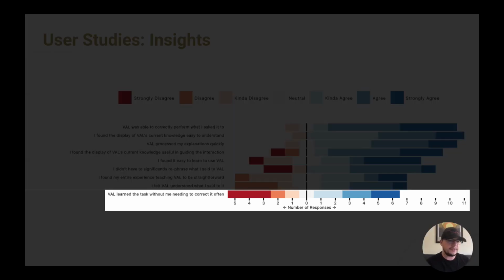And I'm going to focus for now on our lowest scored question, which is that VAL learned the task without me needing to correct it often. So I think that highlights that despite the relatively high user approval rates for each individual LLM subroutine that we're about to see, users still felt like VAL was asking for too many corrections.